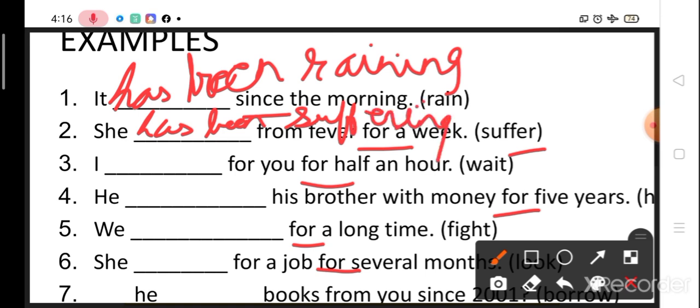She has been suffering from fever for a week. Means last week, last entire week she had fever, and even today or right now also she is suffering from fever. So the action started in the past and still it is continuing.